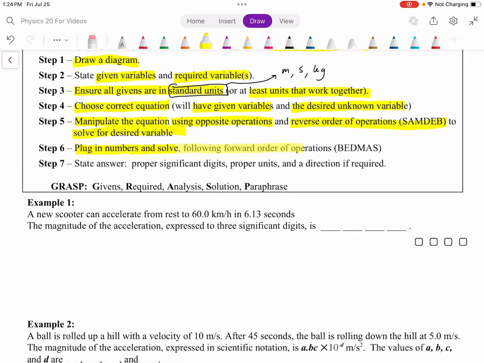Now that we're actually performing the operations, we're going to follow the regular order of operations, BEDMAS, okay? And then the last step is really just take a second, pause, make sure you've actually answered the question, right? Was it just to find the number, or was it to say something about that number, right? Was she speeding? Those types of questions, okay? Do all the checks. Do you have the right number of sig digs in your final answer? Do you have your proper units? And if it's a vector and you can state the direction, have you stated the direction?